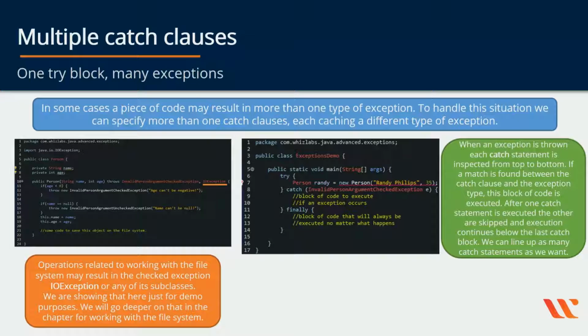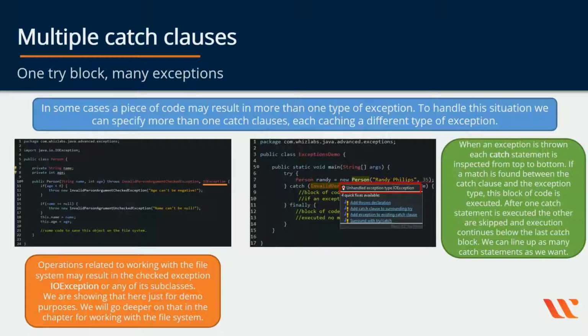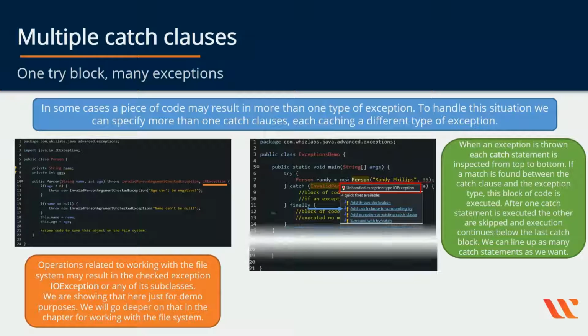For now, it's just important that our constructor of the Person class will throw one more checked exception type, which will lead to the following situation in the picture on the right. We've already taken care of InvalidPersonArgumentCheckedException, but now we have another unhandled checked exception type to think about. We have four options here. Number one is again adding this exception to the throws declaration of the main method, which we will not discuss. The second option is to add another catch clause that will be responsible for catching the IOException type.